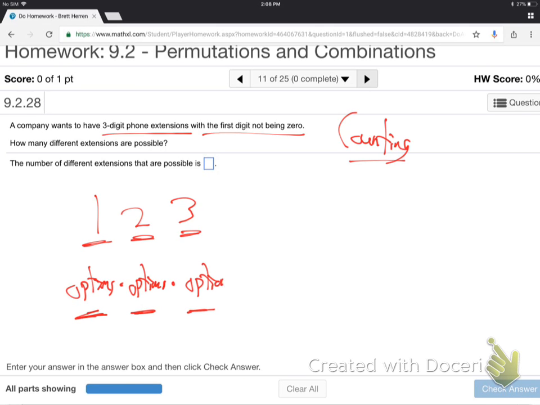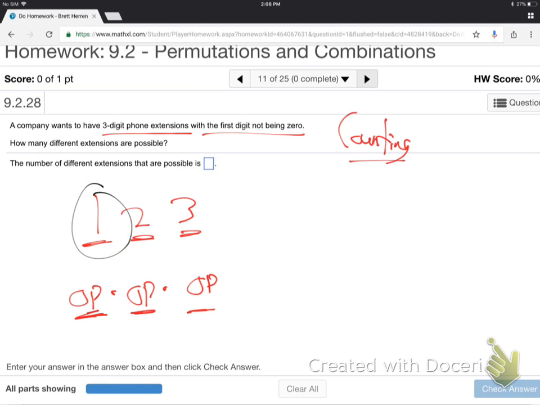Can you read my scribbly writing there? Options times options times options. That's how you do at least these introductory level ones. You just think how many decisions, and how many options for each decision, and you multiply those together.